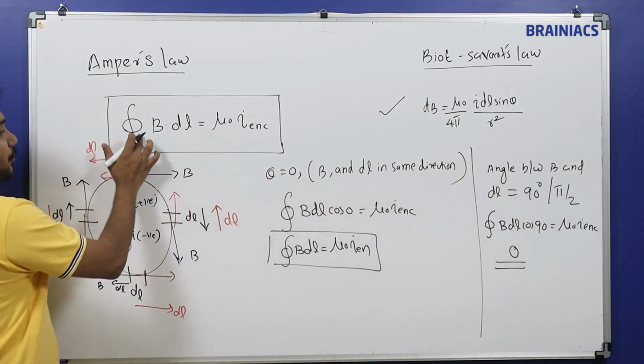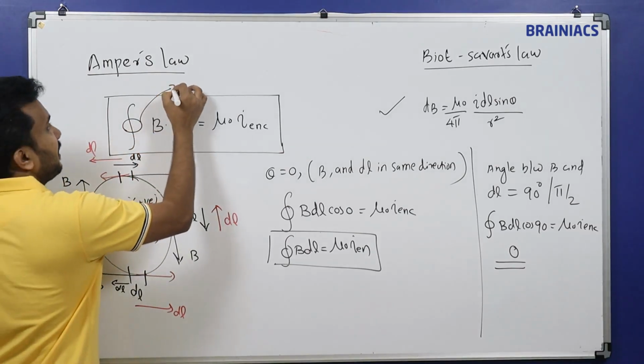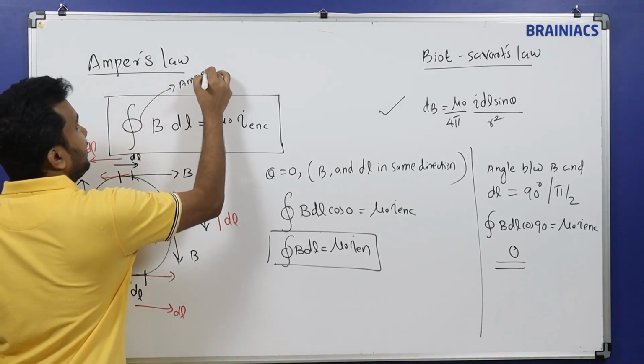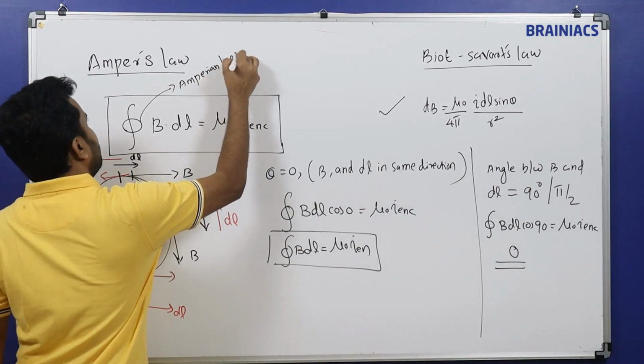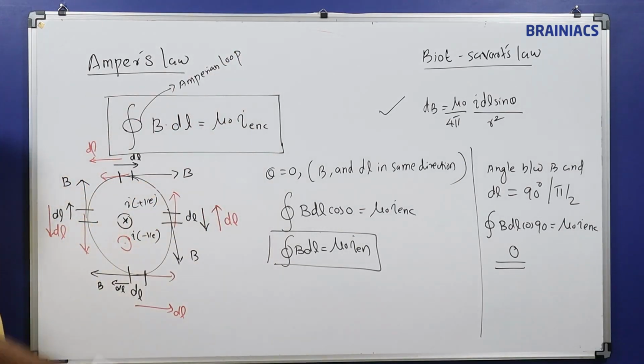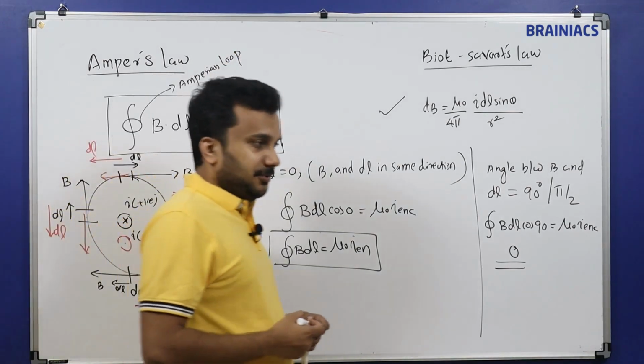In order to apply this law, you need an Amperian loop. So this represents an Amperian loop, something like a Gaussian surface. This is what we have learned from here.